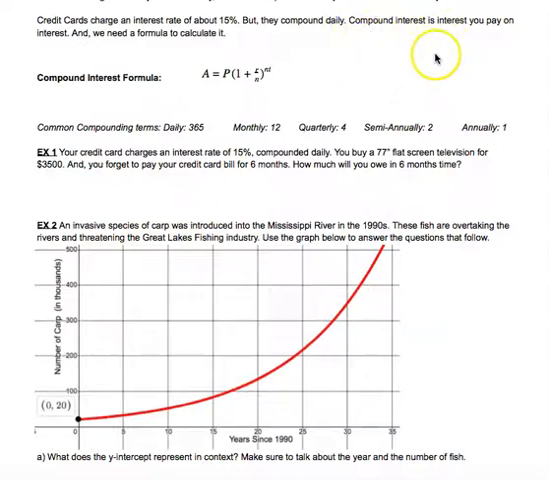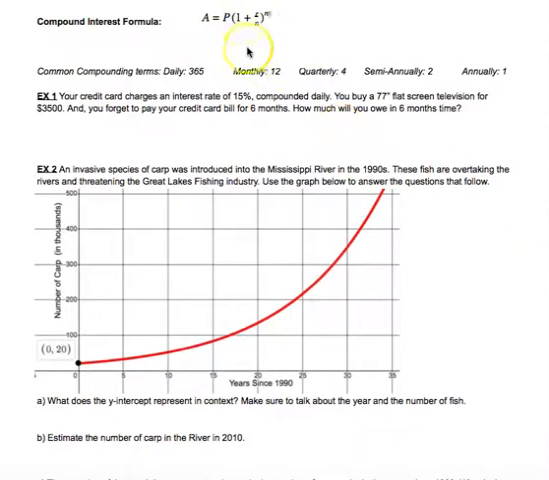So, compound interest is the interest you pay upon the interest. And we have a formula to calculate compound interest. In this compound interest formula, every letter stands for something. So in this case, A is our final amount. So how much total money do you end up with? P stands for principal, which is the initial amount.